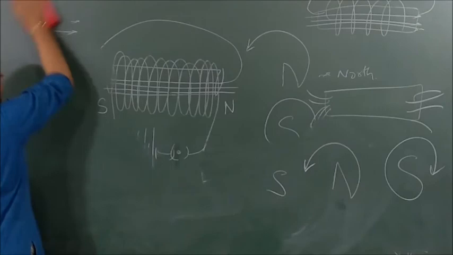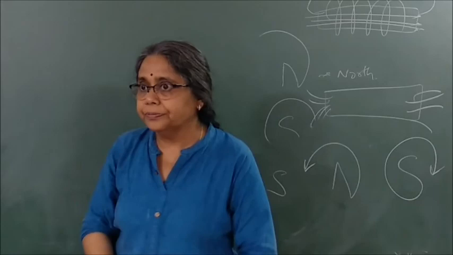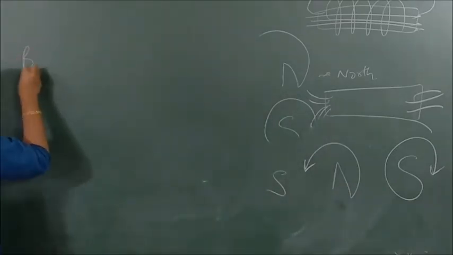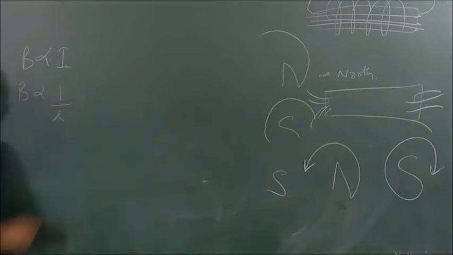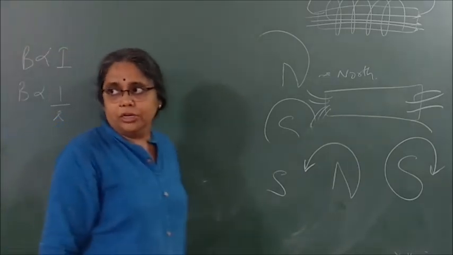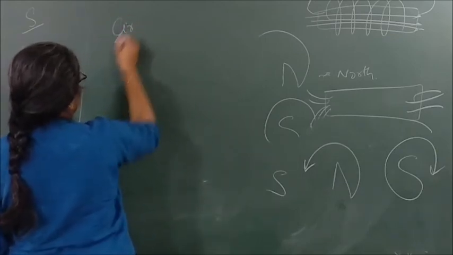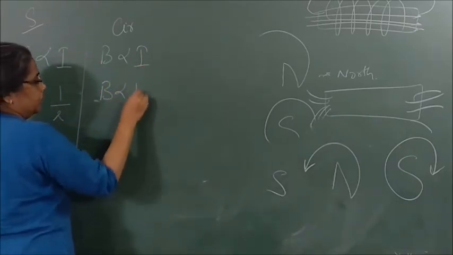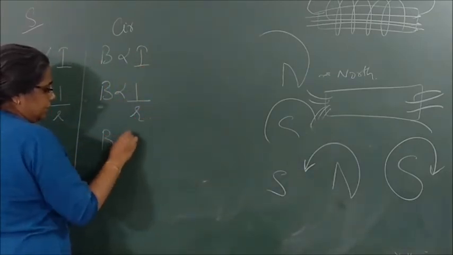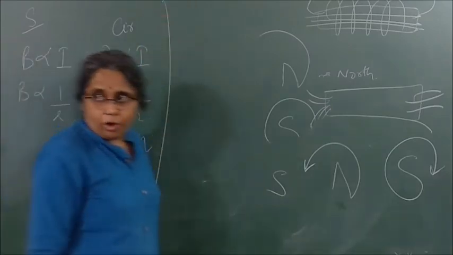Okay, so now, the magnetic field due to a current in a solenoid. First it was for a straight conductor. For a straight conductor, the magnetic field is dependent on what? B is dependent on current. B is inversely proportional to R, bringing the compass closer to the current carrying conductor. For a circular conductor carrying current, B is proportional to I, B is inversely proportional to R, and B is proportional to N, the number of turns of a circular coil.